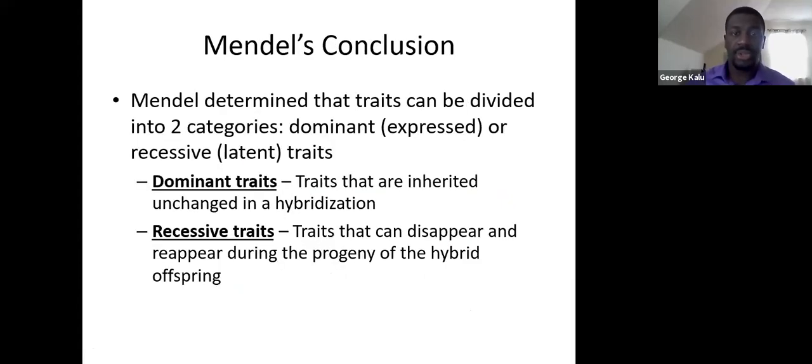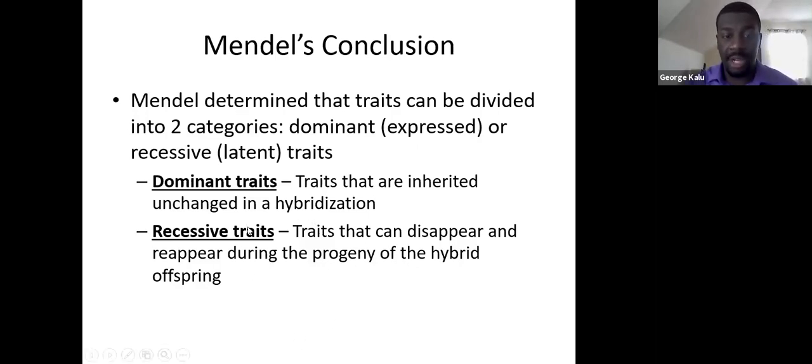Okay. So based off of Mendel's results, he started to be able to make a few conclusions. One of the conclusions that he came up with was that there were some traits that were going to be considered dominant, meaning that they were always going to be expressed, or there were going to be some that would be considered recessive. Okay. So dominant traits are traits that will always show up from one generation to the next. They will always show up in every single generation as long as that trait is present.